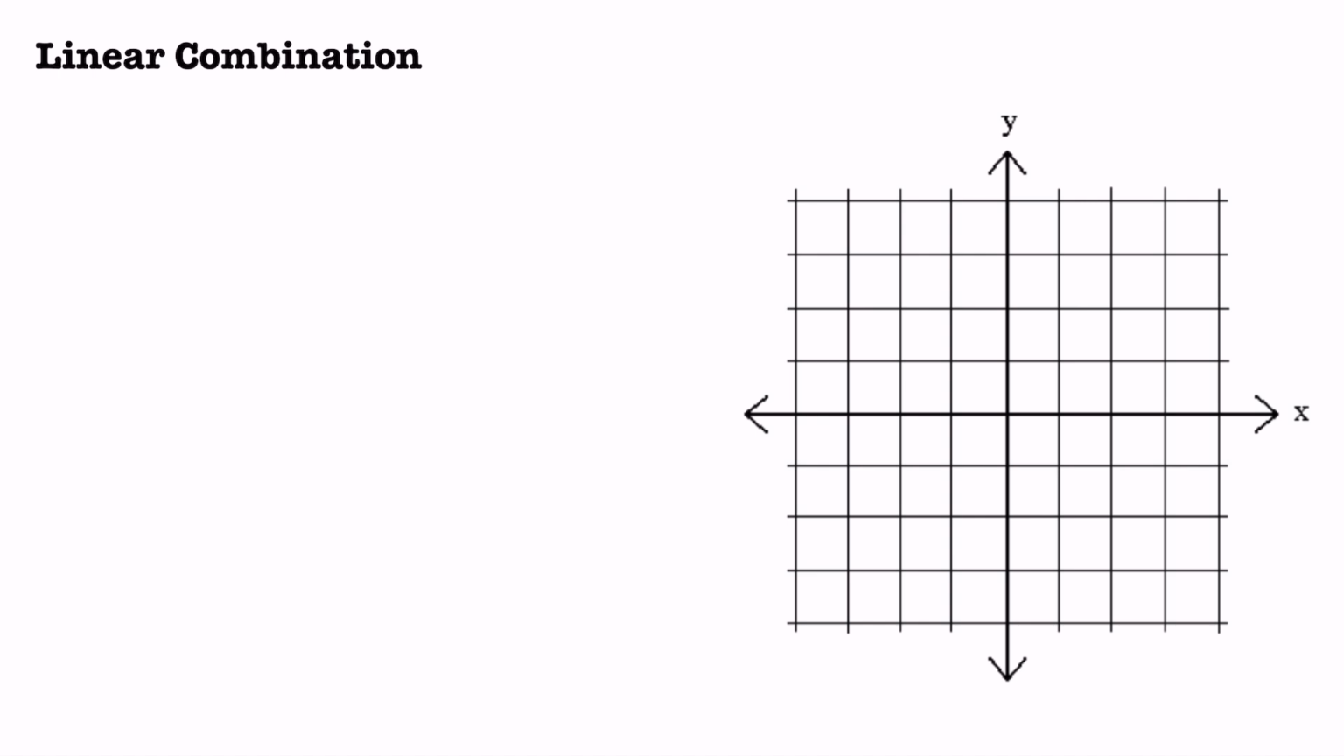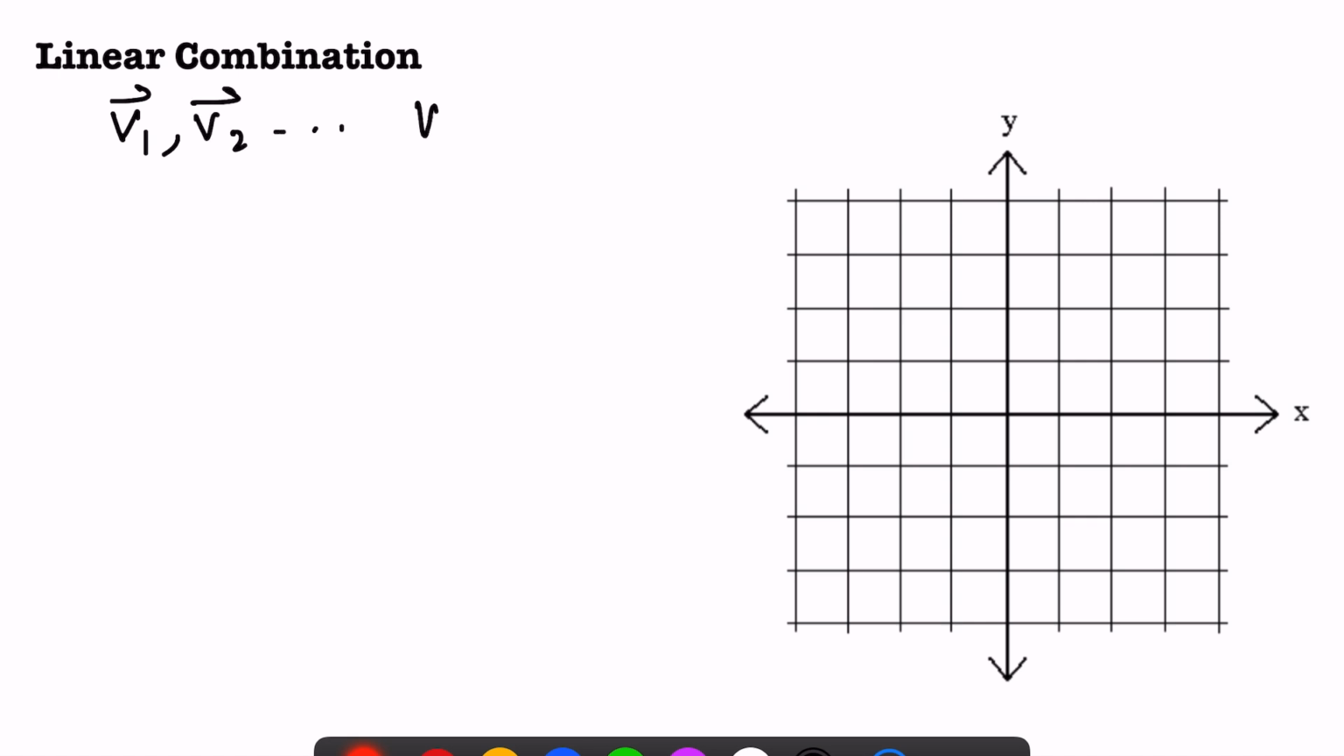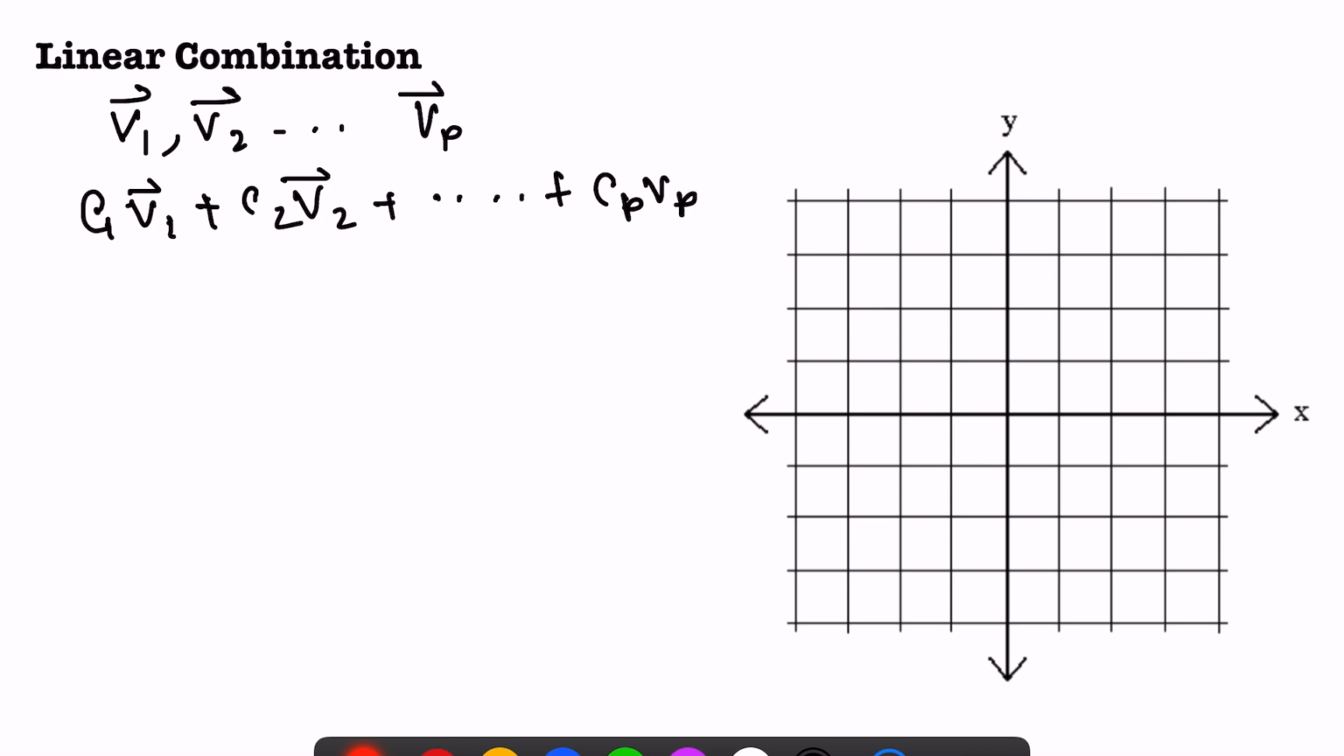If we have a set of vectors, let's say v1, v2 till vp, then a linear combination of these vectors will be c1 v1 plus c2 v2 up to cp vp. So this is a linear combination of these vectors.